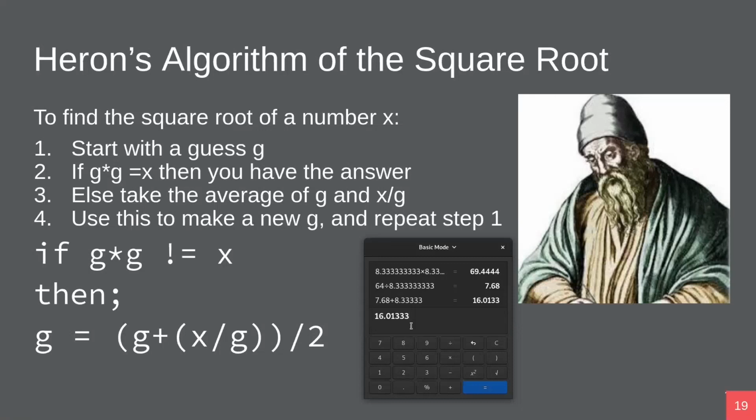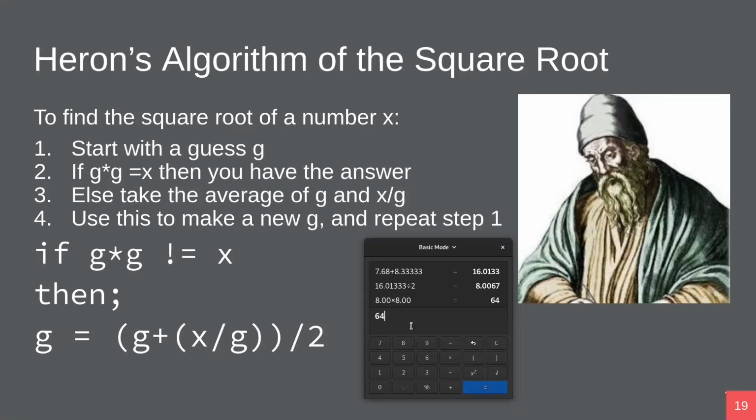And then what we need to do is average those. So divide that by 2. And that gives us 8.00. Now if we leave it at 2 decimal places, times that by 8.00, that gives us 64. And 64 is x, and that is the number we're looking for. And so that means that the square root of 64 is 8. And we've used Heron's algorithm to calculate that.